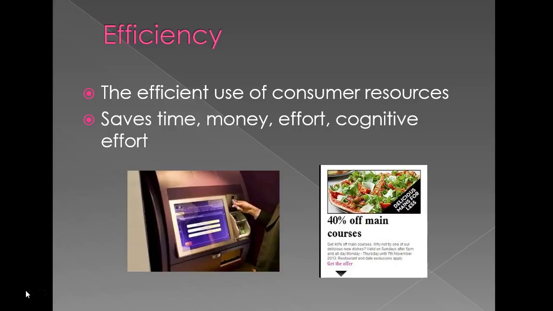We can also look at it in a different way, efficiency that is around saving money. So here you can see an offer to get 40% off main courses at Pizza Express. So sometimes businesses are appealing to consumers who value efficiency, but those who actually want to save money. So again, that is an efficient use of consumer resources, saving money. Saving time on the left, money on the right.